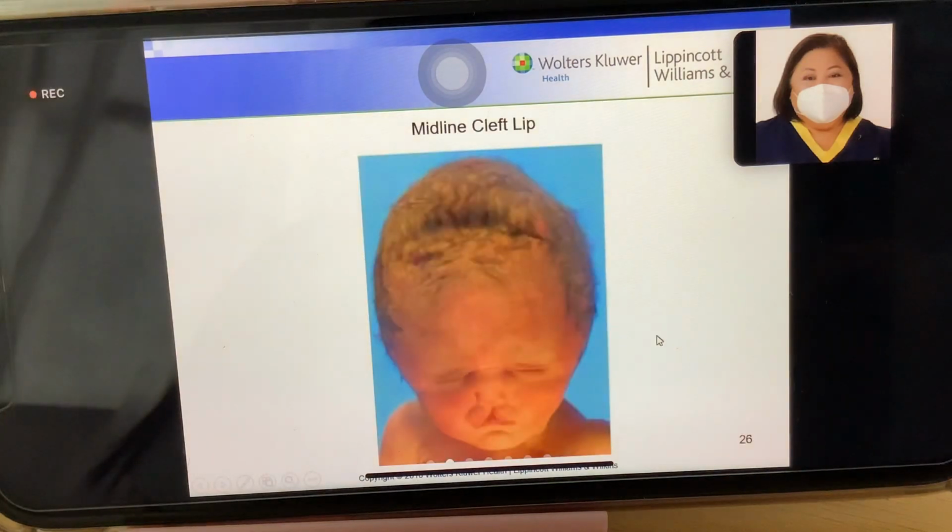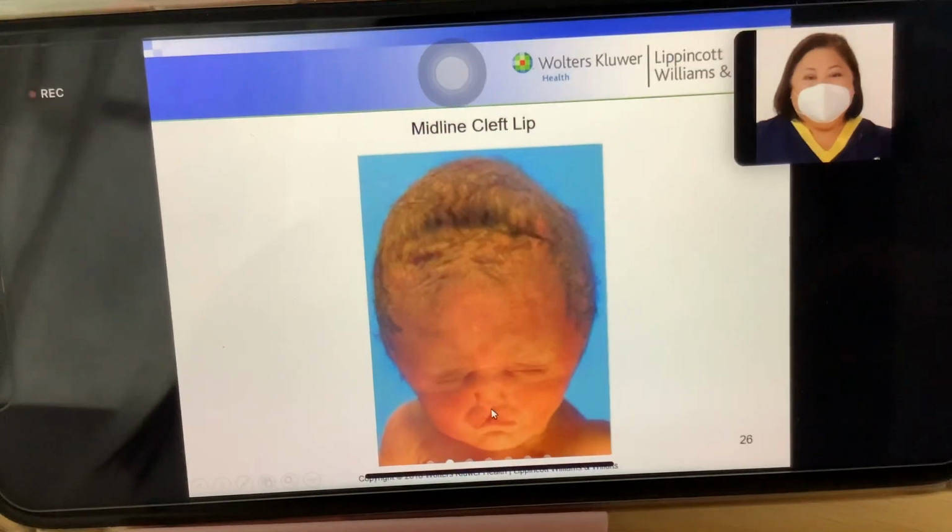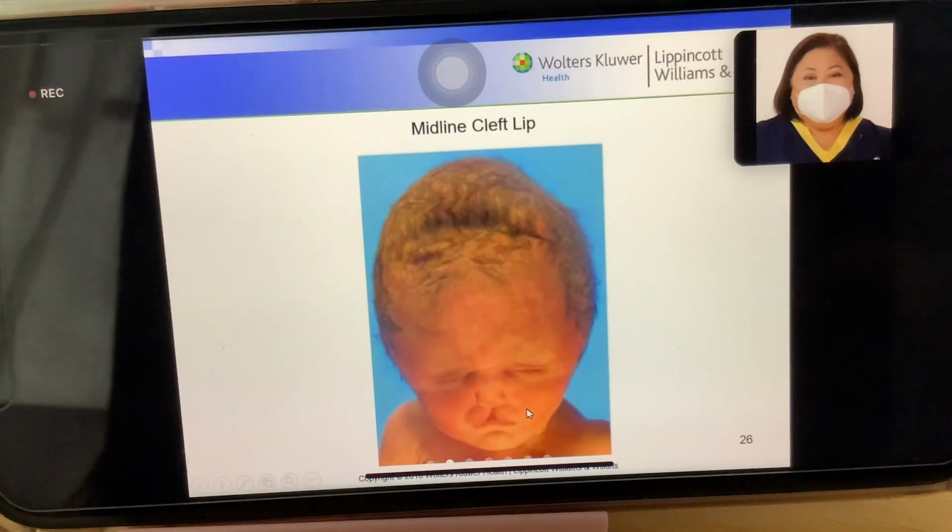Okay? So, we have here the picture of a child with midline cleft lip. Midline cleft lip. So, it is in the middle. So, midline clefts arise due to failure of the medial nasal processes to merge across the midline. So, these clefts are more serious than the lateral clefts because they are often associated with varying degrees of brain defects and mental retardation. Okay?